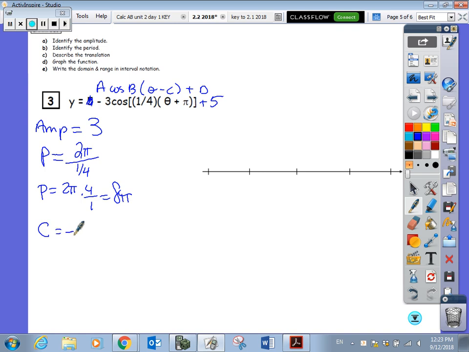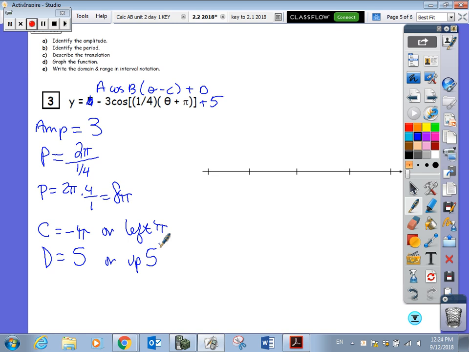C is equal to negative pi, or we can state that we are moving left pi. Either one is fine. D is equal to 5, or we can say up 5. Both of those would describe that. All right, so remember, C and the period have to be the same, 8 pi and pi. So if they're not the same, we've done something wrong. If this was, let's say, pi and we just got 8 right here, we did something wrong.